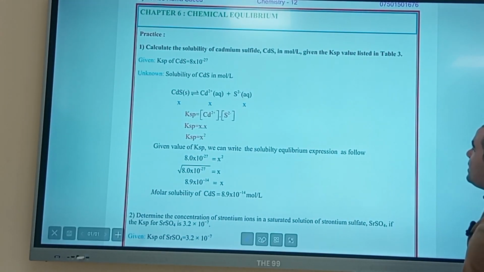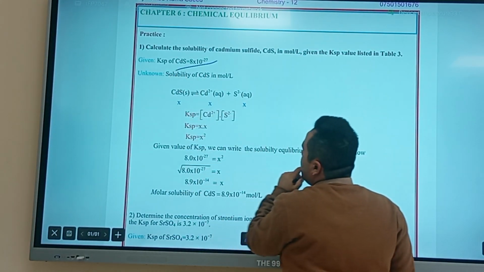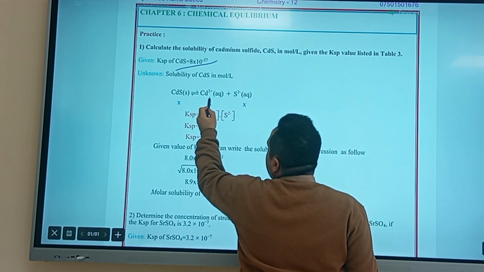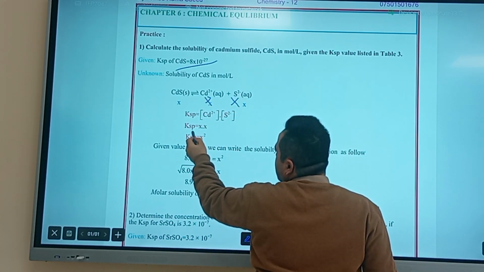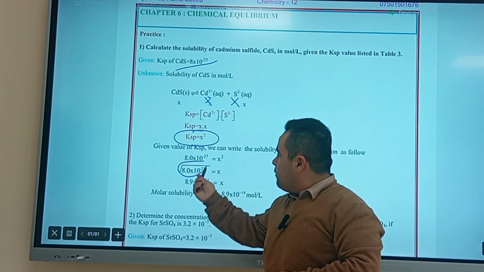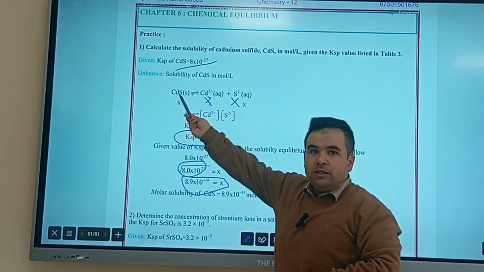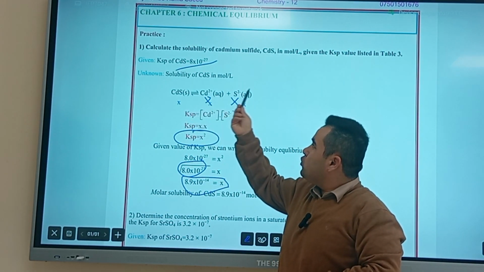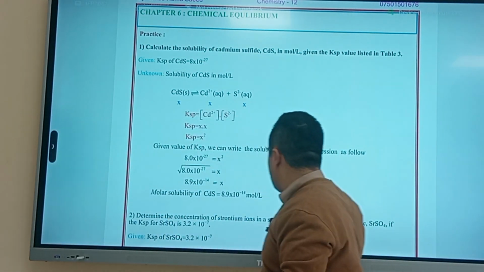The next practice, guys: CdS is given a solubility product of 8 to the power minus 27. X instead of Cd, X instead of S, so it will be X squared. Take the square root of this value and you'll get the X. X is equal to the solubility of CdS, the concentration of Cd and the concentration of S ion as well.